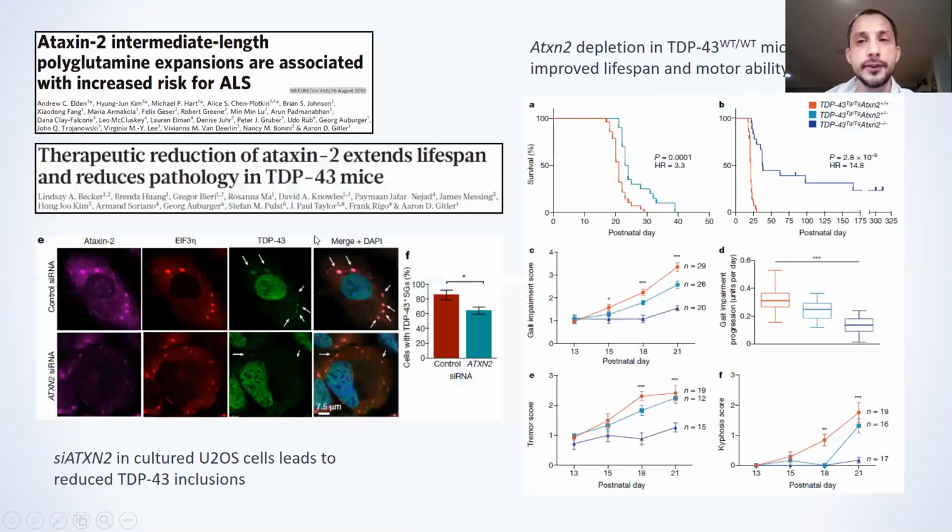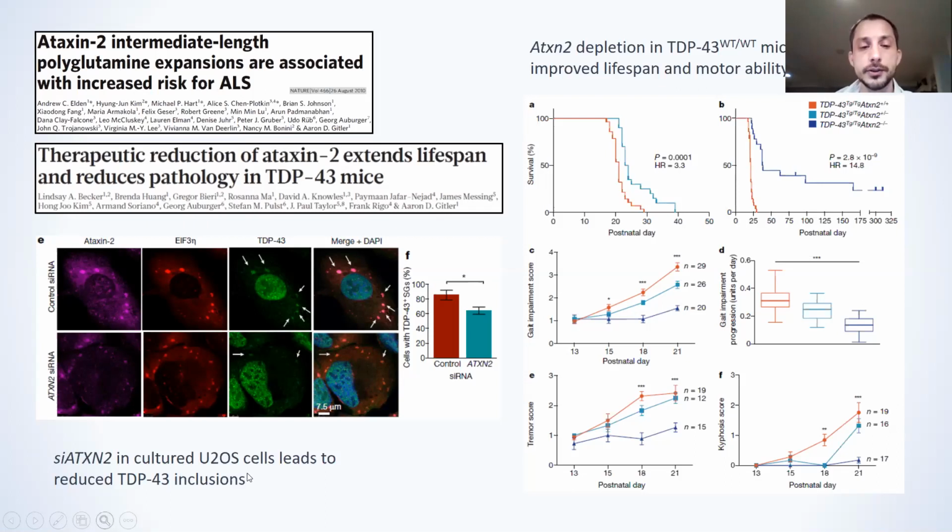One of the other interesting components of the complex that we discovered was ataxin-2. In ataxin-2, large polyglutamine expansions are responsible for generating spinocerebellar ataxia. But intermediate length polyglutamine expansions are associated with an increased risk of ALS. And one of the collaborators on this work, Aaron Gitler, has actually previously shown that therapeutic reduction of ataxin-2 extends the lifespan and reduces pathology in TDP43 transgenic mice.